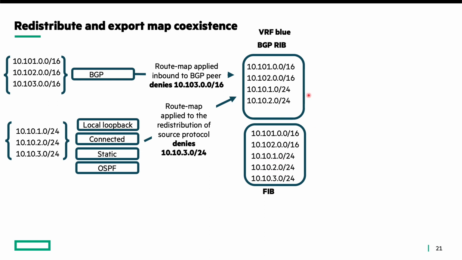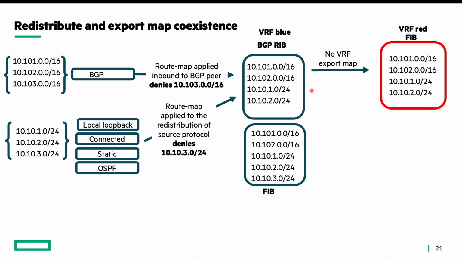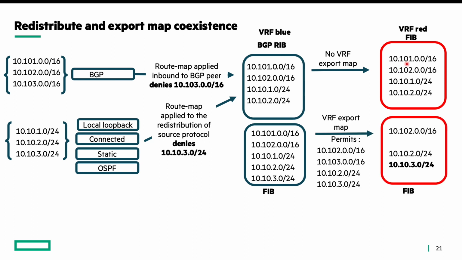So far so good. Now we go to the leaking process using the L3 VPN table, as explained before, and we don't apply any VRF export route map. So we get an exact copy of the BGP table into the forwarding information base of the VRF. Since 10.10.3 was not imported into BGP, it is not exported into the VRF FIB.